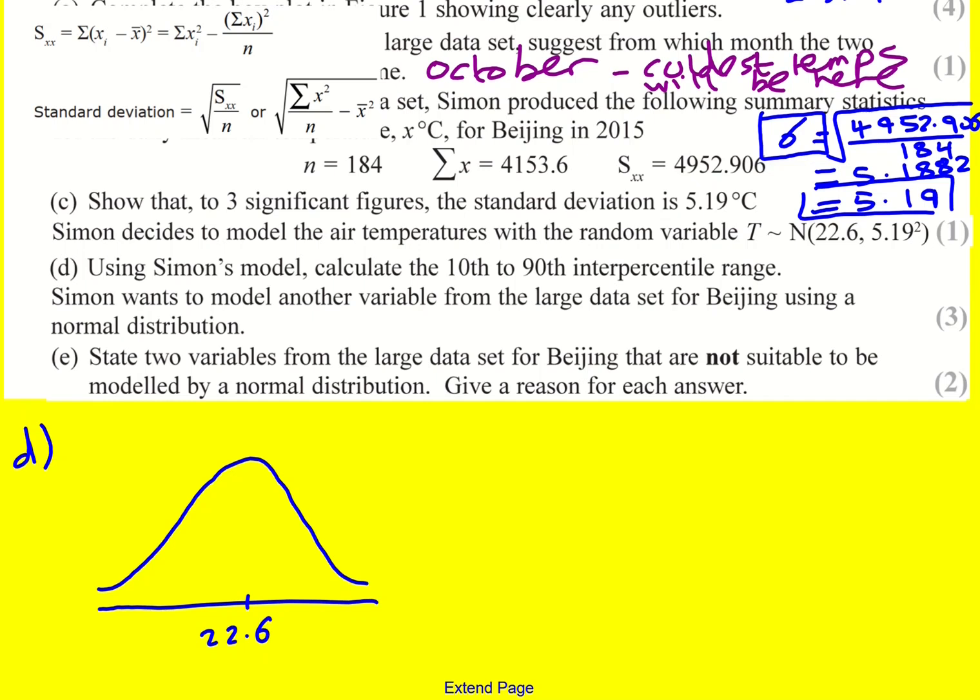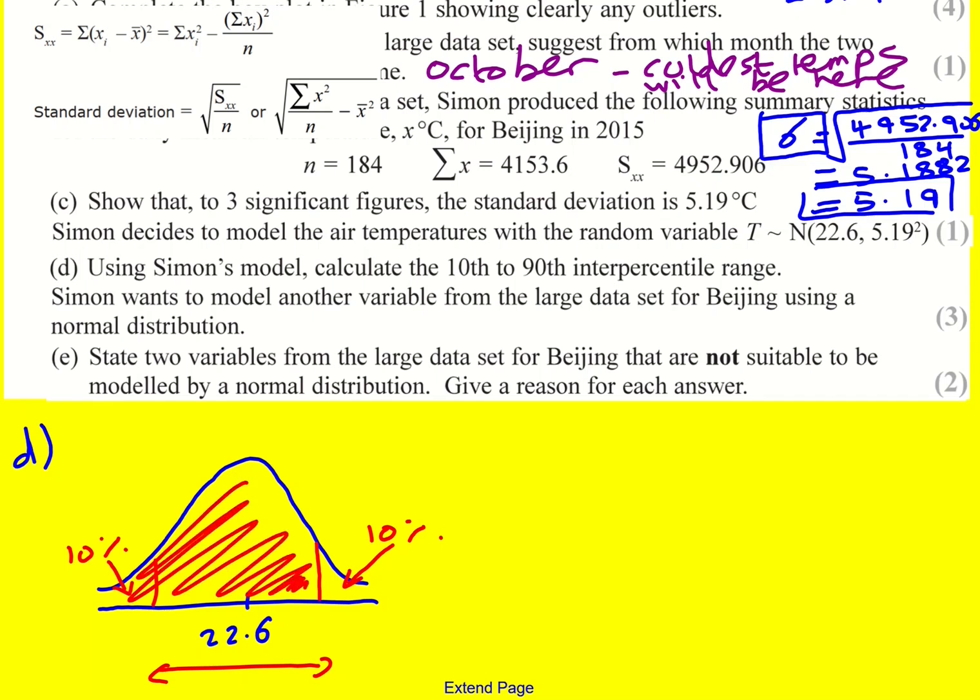Now remember, the interquartile range is your middle 50%. It's from 25% to 75%. So we want to find out this range here, where I've got 10% there and I've got 10% there. Remember, the 10th percentile is the position where 10% of the data is below it. And the 90th percentile is where 90% of the data is below it. So you can see I put 10% at the upper end because that area there would be 90.